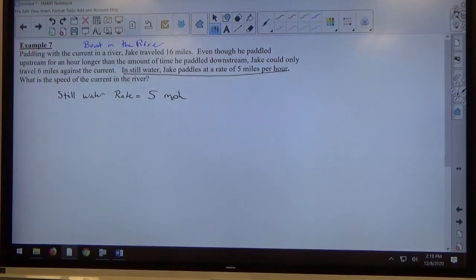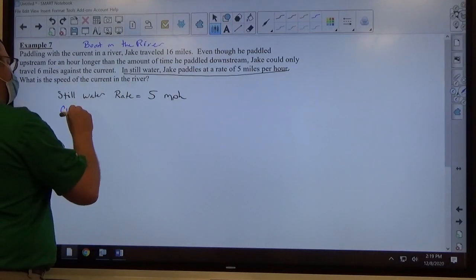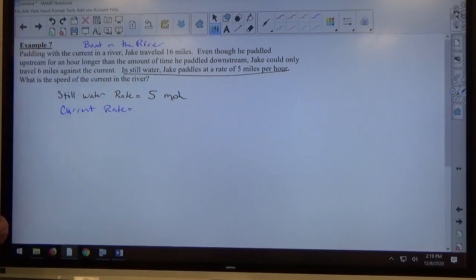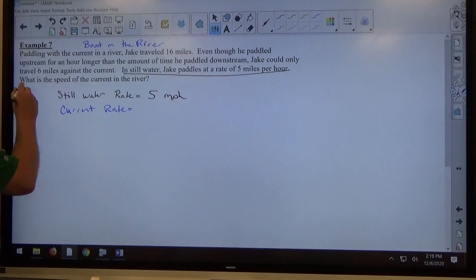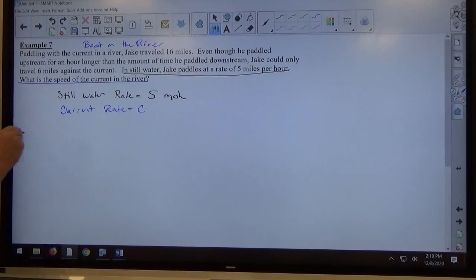The other speed you want to know is the speed of the current. Again, sometimes they tell you, sometimes they don't. If they do, write that number down. If they don't, I usually call this one C. What is the speed of the current in the river? They're not telling us, so that means we don't know it. So C miles per hour is the rate of the current.